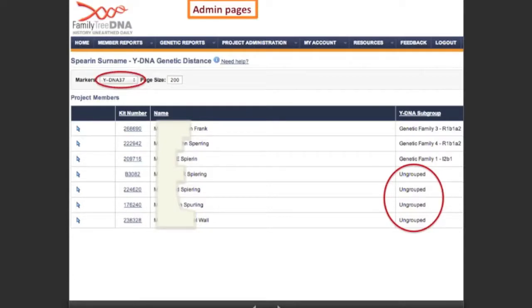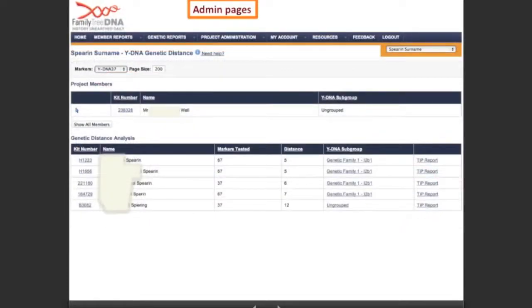Make sure that you set your markers to 37 and click on this arrow here. This arrow hides away all the time, and it's very, very difficult to know to click on it unless you actually have done this before. But if you click on that arrow, then what you will get is this genetic distance report. And the genetic distance has the kit number, the name of the person, the number of markers they've tested, but also the distance they are from this particular person here.